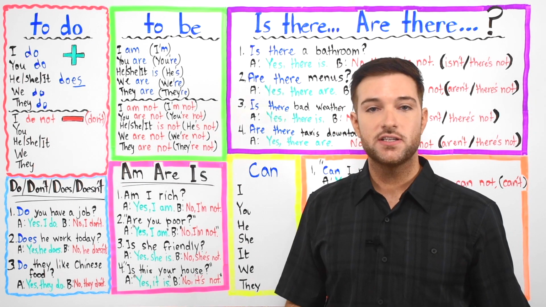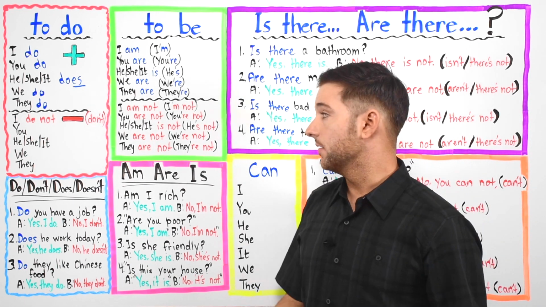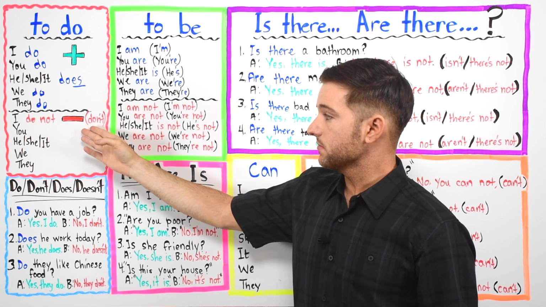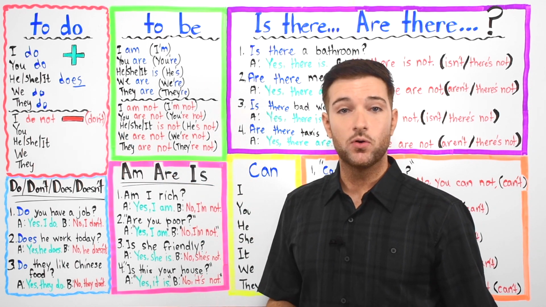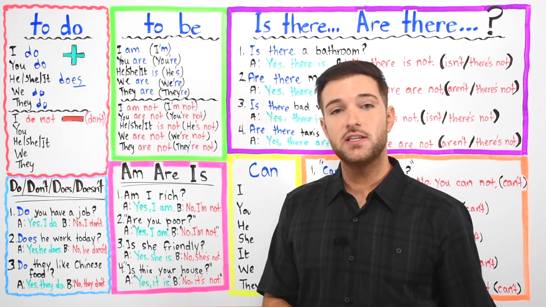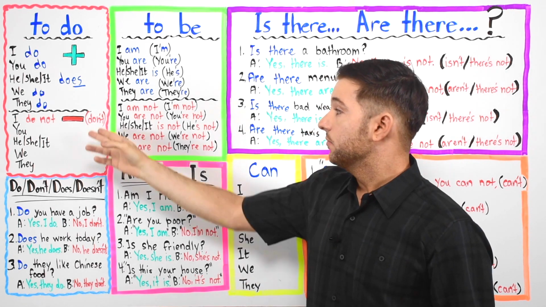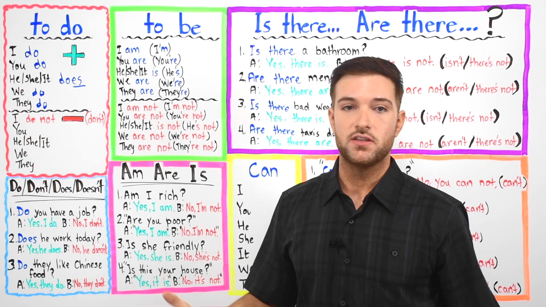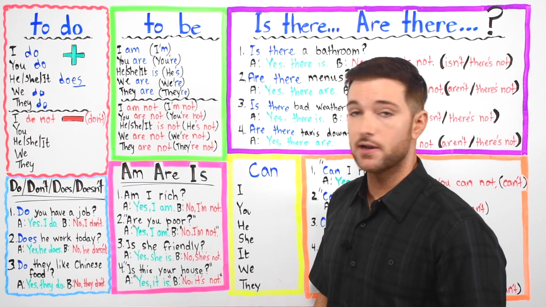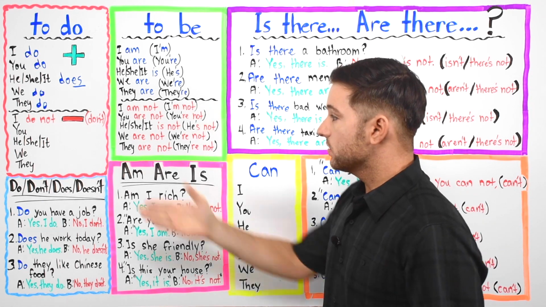So I suggest that you keep an eye out for these shortened forms like don't, for example, because you're going to be seeing them a lot more in these lessons. Remember, we have 50 lessons, and you're going to see these contracted forms throughout this whole series. So let's get back to what I was saying, okay? Let's look at the negative forms.